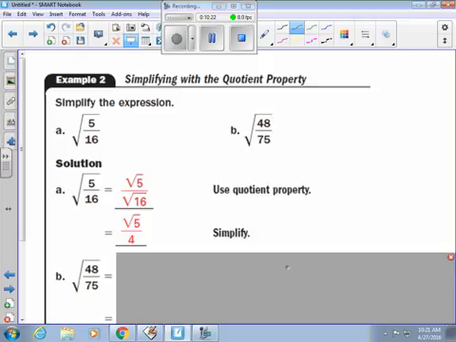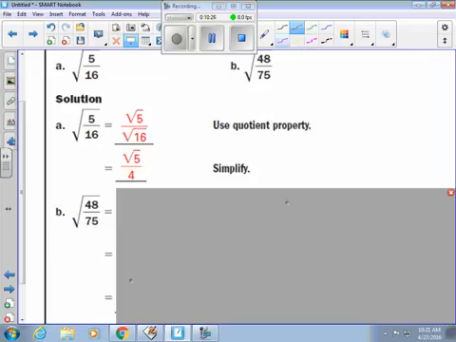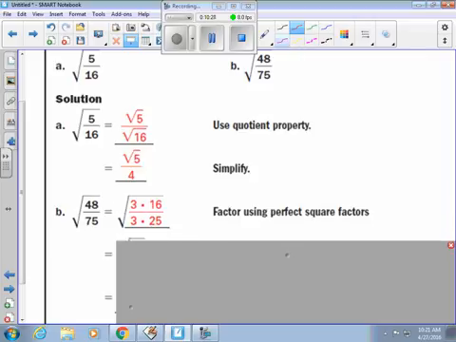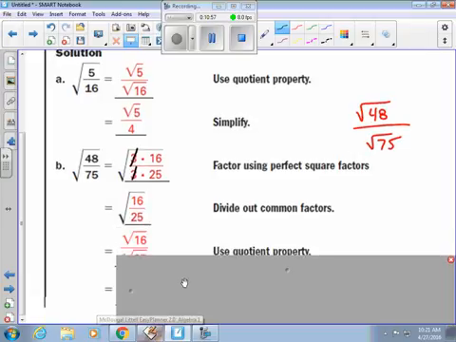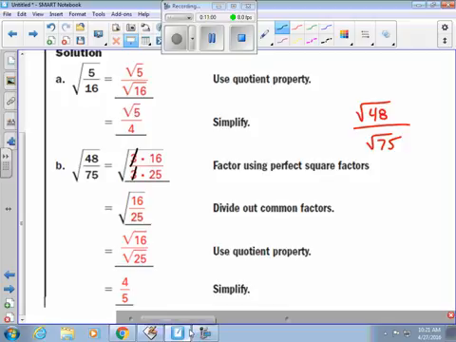You do the same thing for b, the square root of 48 over 75. You separate them first. If you separated them, it will look like this, the square root of 48 over the square root of 75. And the perfect factors of each of those are 16 times 3 and 25 times 3. So right here, 3 over 3 will reduce. And that's how we get the square root of 16 over the square root of 25. The square root of 16 is going to be 4, and the square root of 25 is going to be 5. So 4 over 5 for that one.